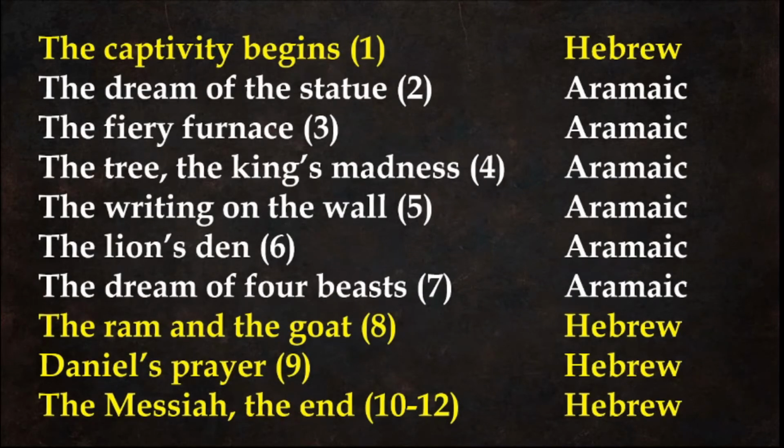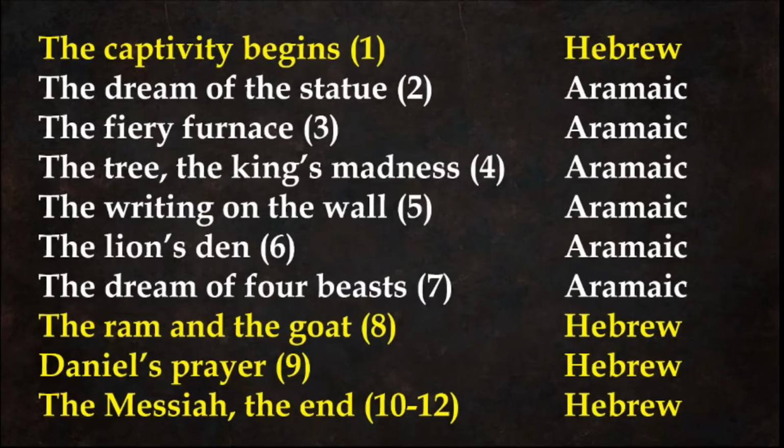Looked at another way, the captivity begins. This maybe will kind of answer Dan's question of the why. So the prophetic things that talk about the coming of Antichrist, the end of the world, the coming of the Messiah, those things Daniel leaves in Hebrew. So that's the more theologically technical part of the book, and then the stuff at the end, the ram and the goat, Daniel's prayer, and the Messiah and the end. That's all in Hebrew. But if you remember this one detail, I think it'll help you later.